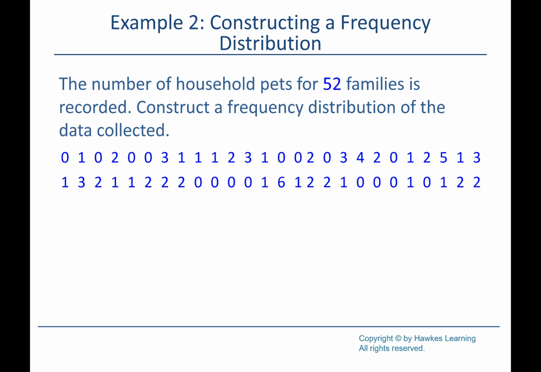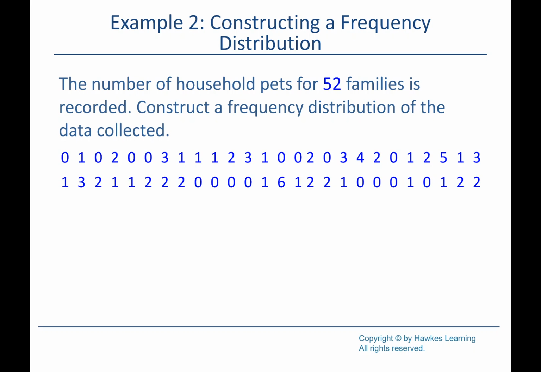So if we count how many households had 0 pets, we've got 1, 2, 3, 4, 5, 6, 7, 8, 9, 10, 11, 12, 13, 14, 15, 16. So our frequency for 0 pets would be 16. And that's all we're doing. We're just counting how many data values we have in each one.